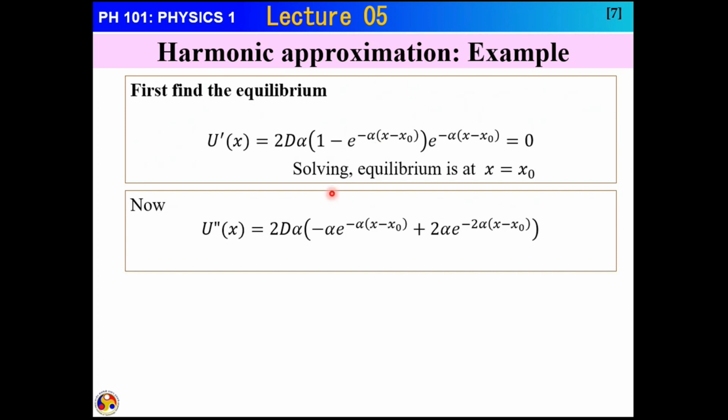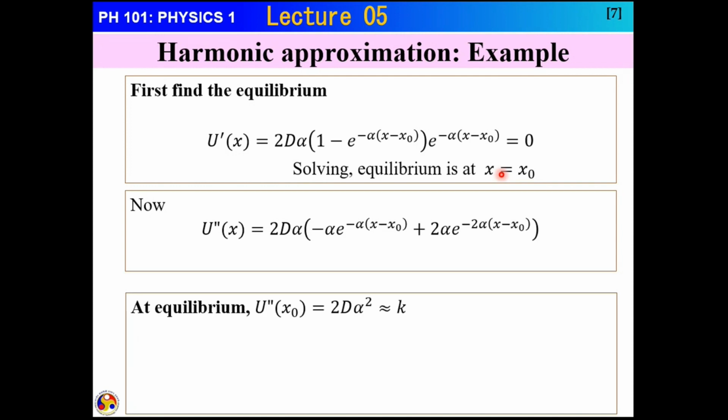You have to do the double derivative here and then put the value of x equal to x naught. At equilibrium, you will find that this is your spring constant. And then the oscillation around the equilibrium will be given as alpha 2D by mu. That's how these molecules are going to be oscillating.